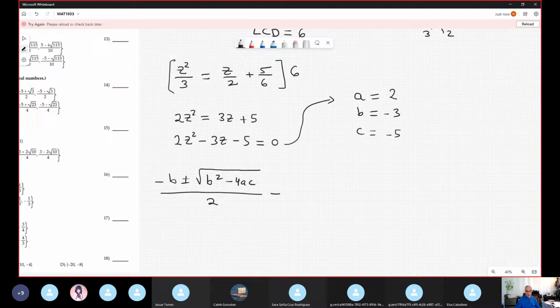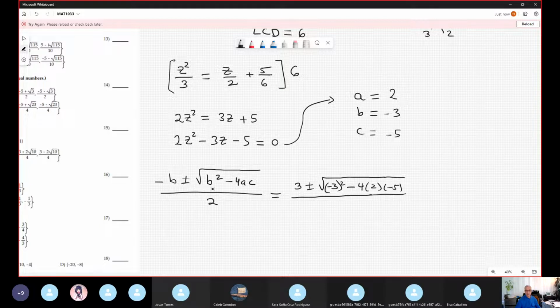Okay, plug it in. So, minus b, but b is negative, double negative becomes positive. Plus and minus, square root, 3 squared, or minus 3 squared, sorry. Minus, be careful with the sign, 4 multiplied by 2 gets a positive 2. However, c is negative 5.